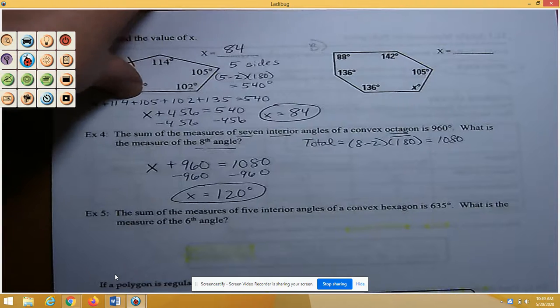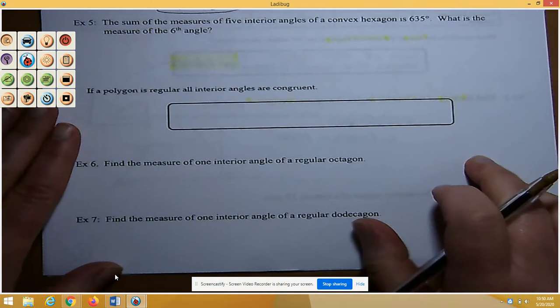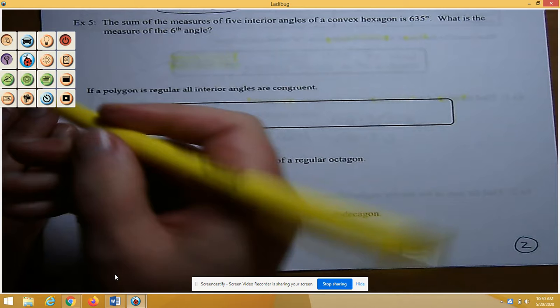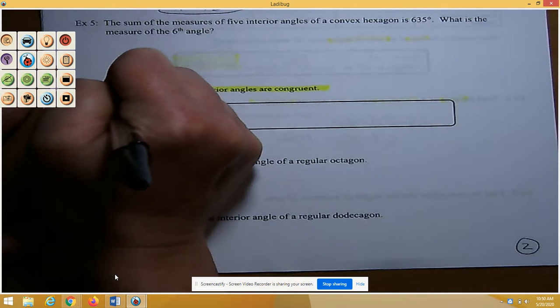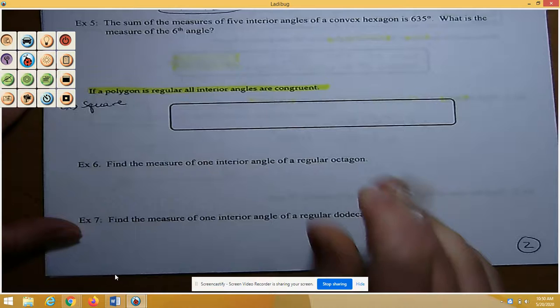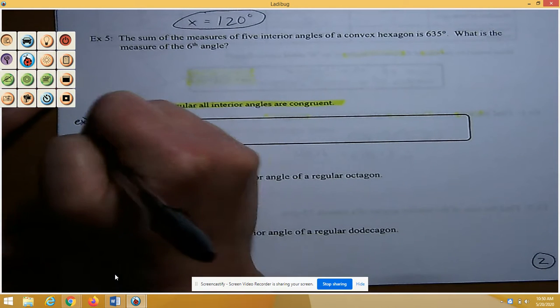There are several formulas that we're going to be looking at this week. If a polygon is regular, all interior angles are congruent. So I'm going to highlight that. And I'm just going to have us pause for a minute. I'm just going to write over here, let's look at a square. Okay, so if we look at a square, and I'm just going to draw a square. Okay, all 4 sides are congruent.